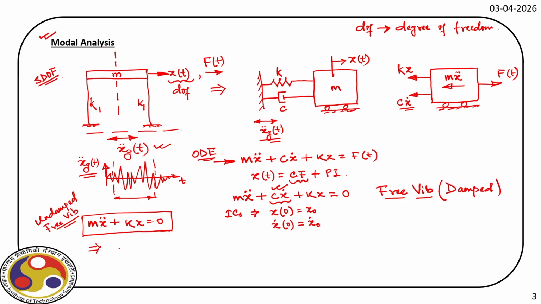Now, we can rewrite this expression as x double dot plus k by m times x is equal to 0. And let us assume omega square is equal to k by m. We'll see what is the meaning of omega in a minute. So the equation becomes x double dot plus omega square x is equal to 0. And of course, we have two initial conditions.